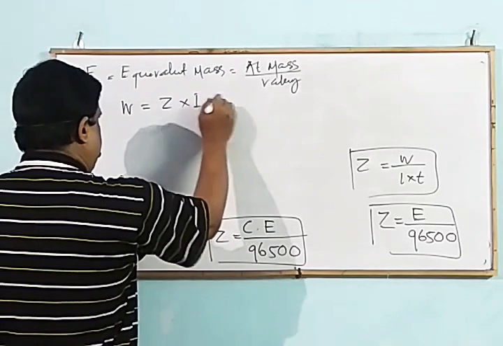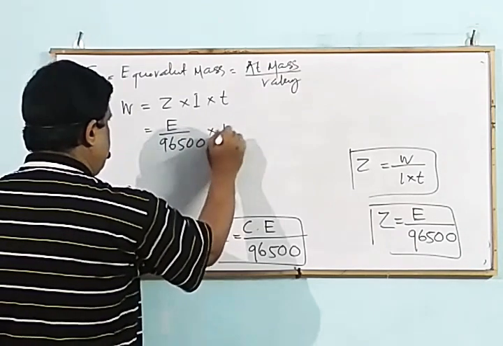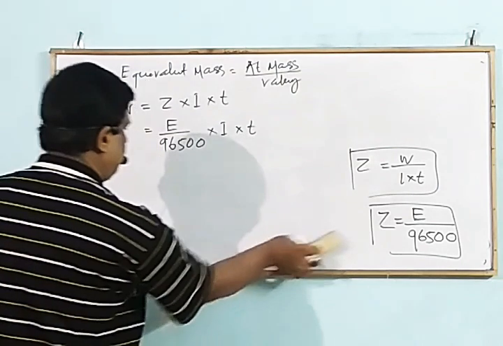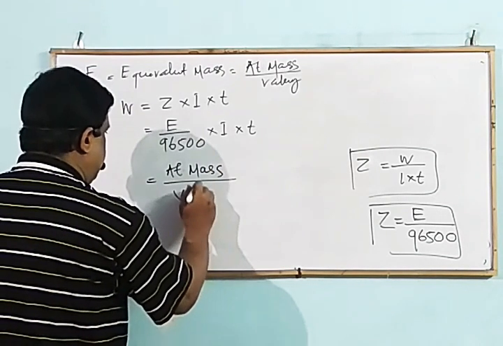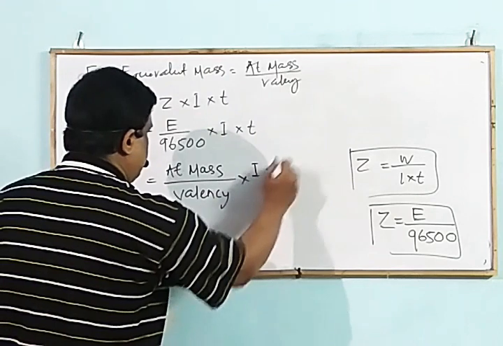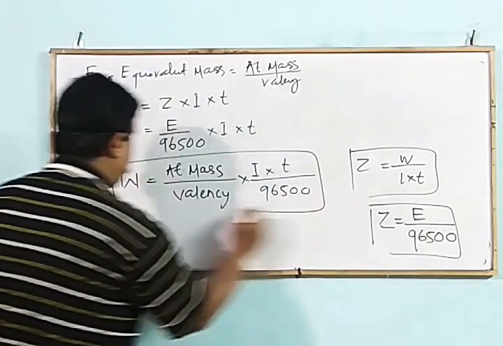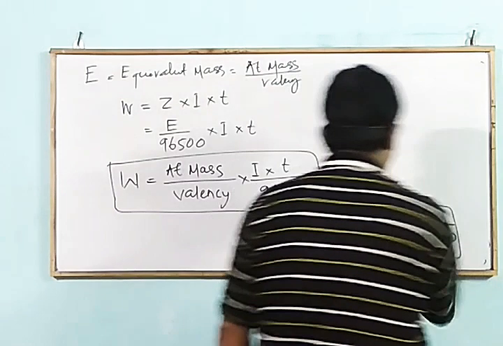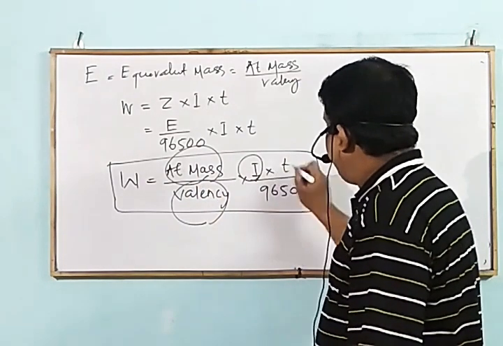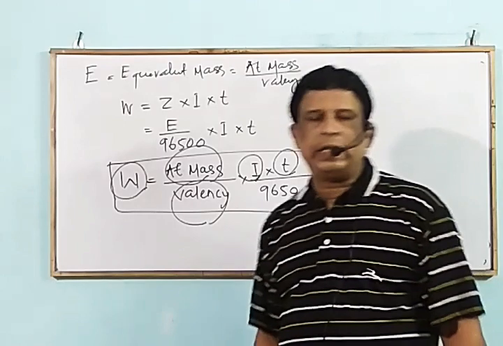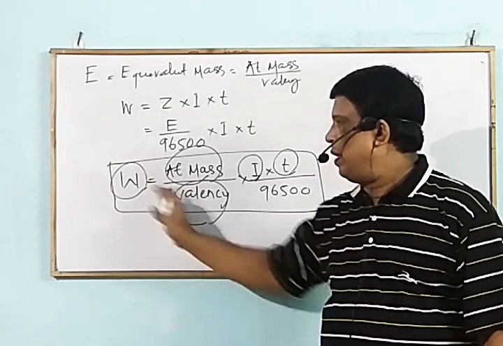W is equal to ZIT, and Z is equal to E by 96500, so W is equal to E into I into T by 96500. Again E is equal to atomic mass by valency, so atomic mass by valency into I into T by 96500 is equal to W. This is the final mathematical expression. Mark that. How many unknown terms? 1, 2, 3, 4, 5. 5 terms are there in the problem while solving. 4 data are given. We have to find out the last one.